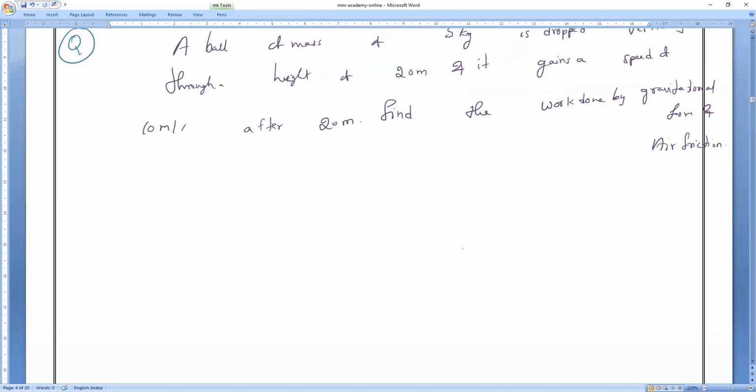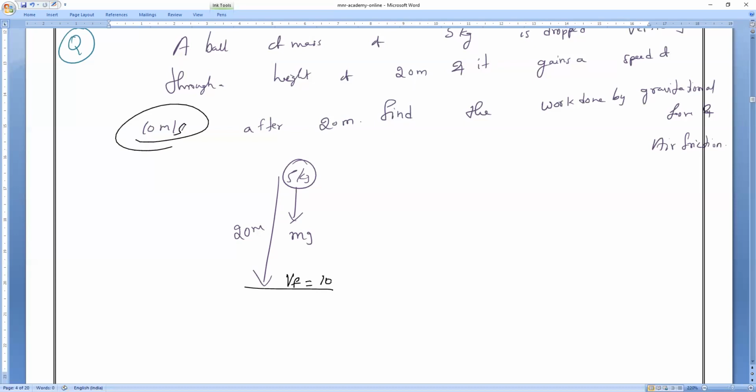Now, the body is dropped from where? Just imagine a 5 kg body. So the 5 kg body has weight mg acting downwards. So what is the displacement traveled by the body? 20 meters. Now after 20 meters, before touching the ground, the final velocity is how much? 10 meter per second. Any body freely falling, initial velocity is equal to how much?